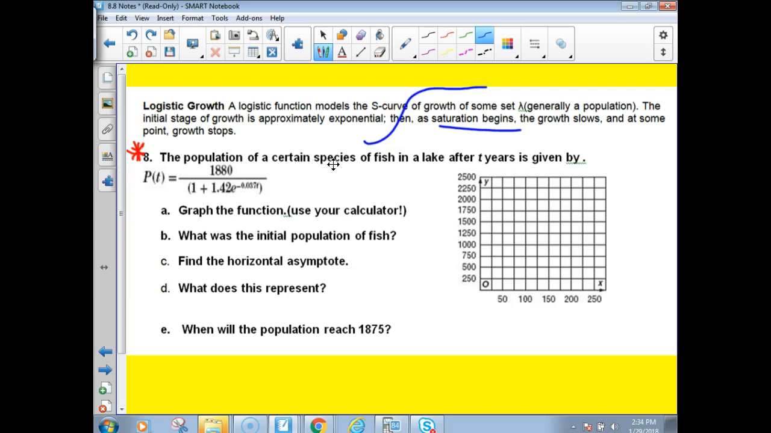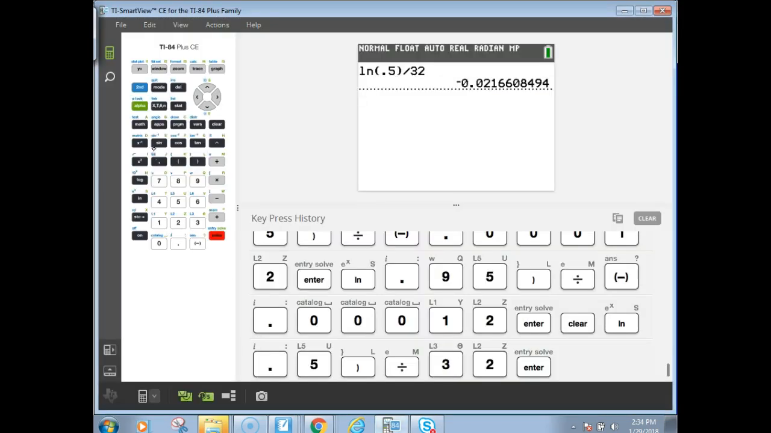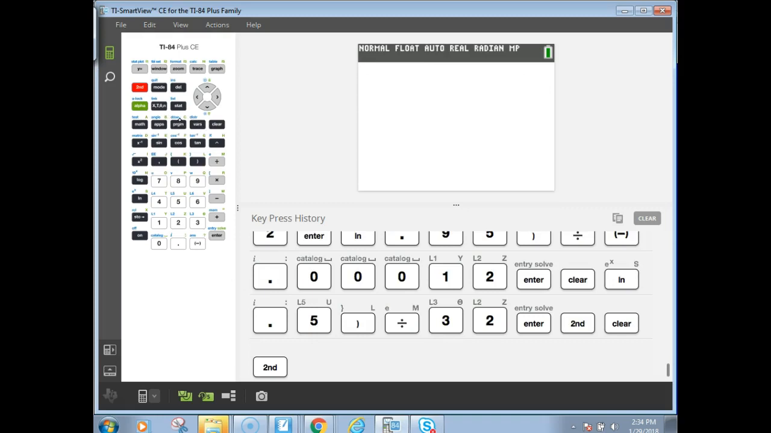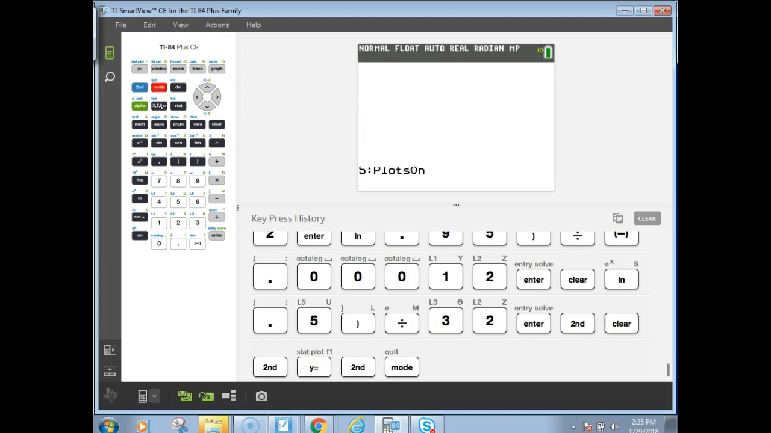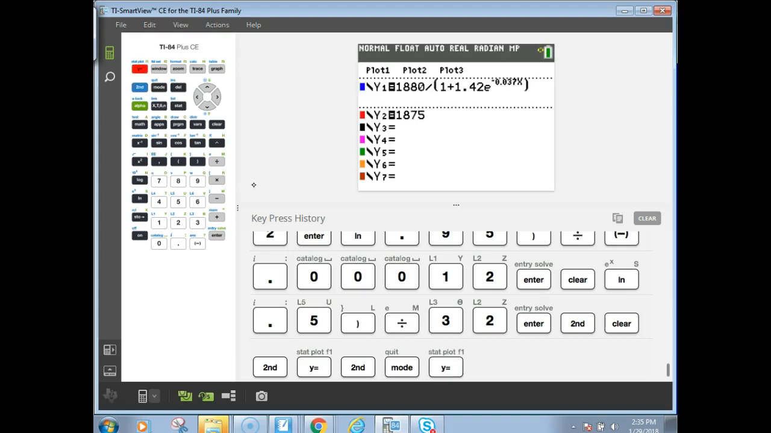So this population of a certain species, I'm trying to make this connect so you'll remember what these numbers mean. So graph the function. We're going to use our graphing calculator. So we're going to pop this in there. Let's see if I have to clear some. Oh, I keep hitting the wrong button. Okay, I hit the stat button somehow. Oh, I already have it in here, don't I? Is that it? What a beautiful thing.